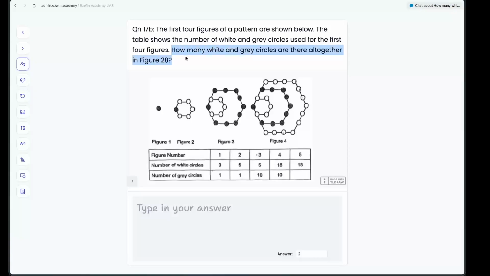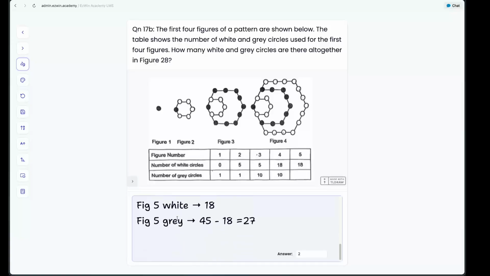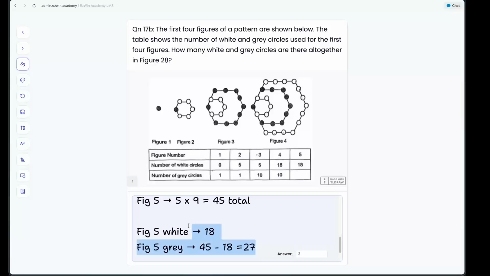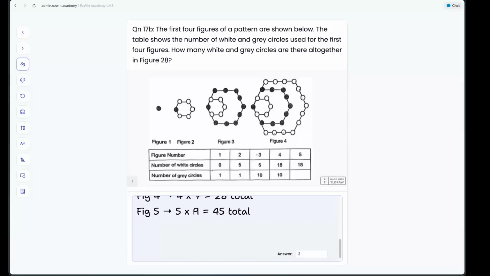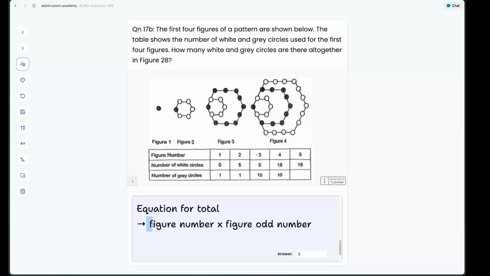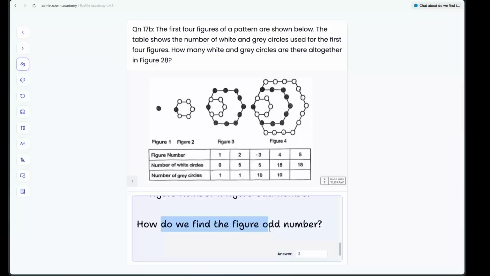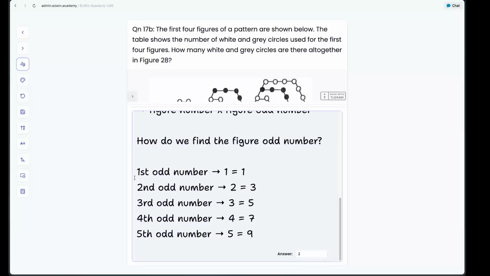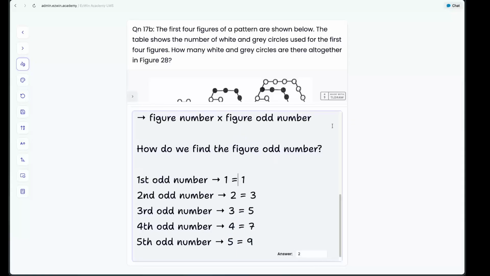So for part B over here, how many white and gray circles are there all together? So since we are able to figure out figure 5, the answer is figure times the odd number. So the equation for total will be figure number times figure odd number. So how do we find the figure odd number? Over here, we can see first odd number is 1, second odd number is 3, third odd number is 5, fourth is 7, and fifth is 9. So I usually put the figure number 1, 2, 3, 4, 5 to figure out how do we get the odd number according to the figure number.